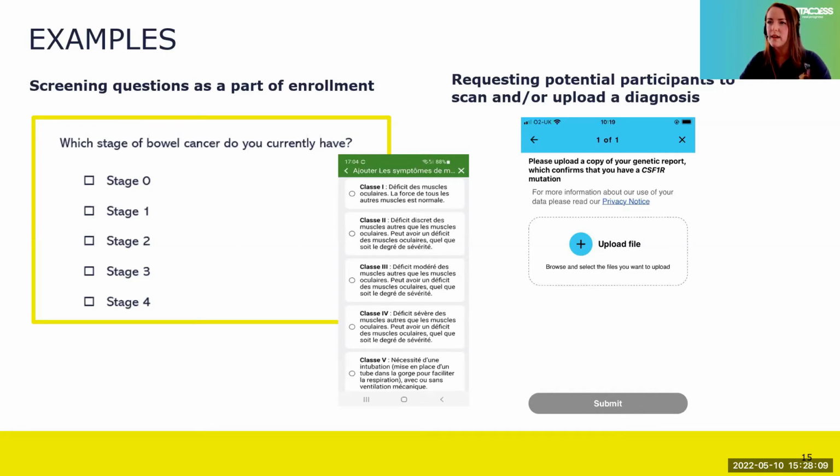An example here: if we were interested in patients with stage 2 bowel cancer, rather than ask them, do you have stage 2 bowel cancer currently, yes or no, we would list out the stages. And so we're much more likely to rule out or eliminate anybody who picks an answer at random.